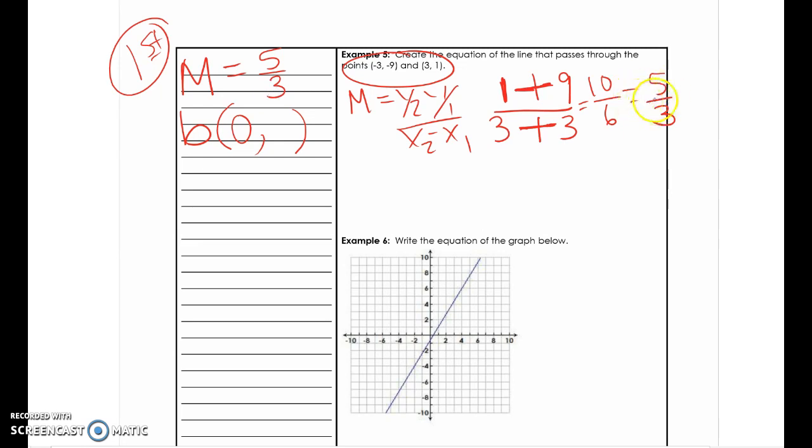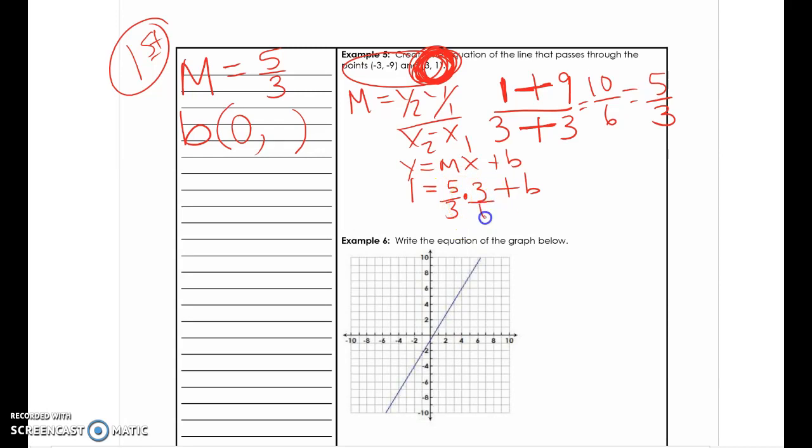Now that I know the slope, I can use the slope and either one of these points to find the y-intercept, doing the same step we did in the previous example. Substitute into y equals mx plus b and solve for b. So y is 1, m is 5 over 3, x is 3. I used this point. I have to use the x and y of one of the points. I picked this one simply because it was positive. You could have picked either point. It doesn't matter. Do the multiplication.